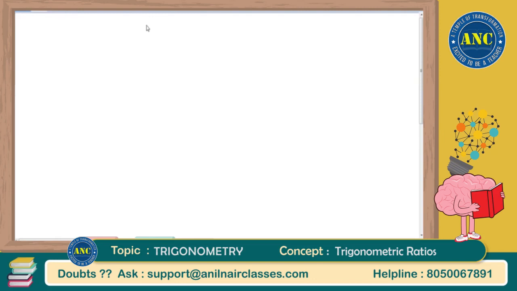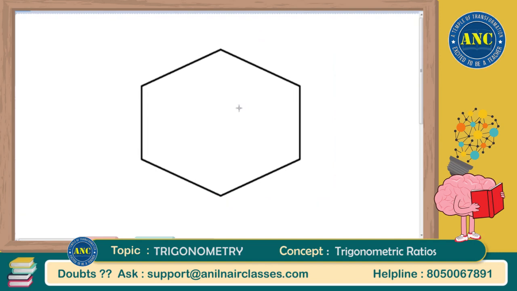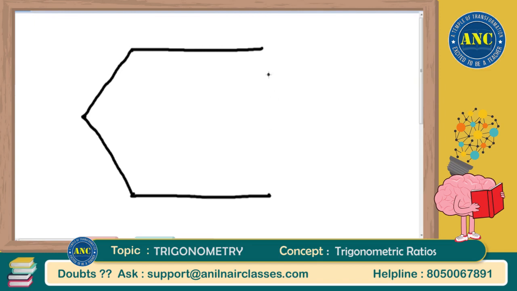Now listen carefully. If I draw a hexagon, sir, why are you taking a hexagon? Because a hexagon has 6 sides and 6 vertices, and I also have 6 trigonometric functions. Listen carefully, sir. Let me draw a hexagon for you people. Everyone please listen carefully. There is a beautiful learning.